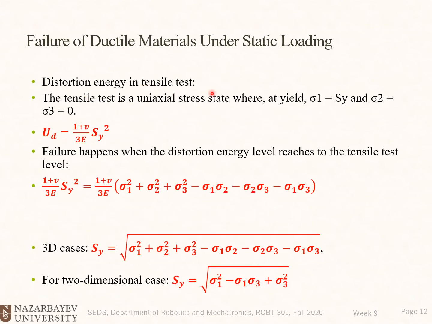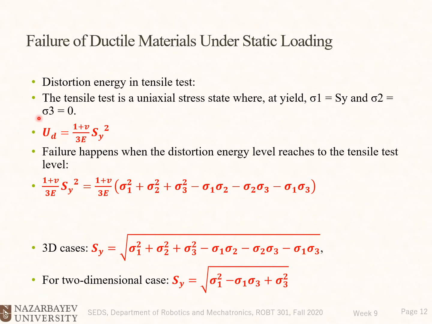Distortion energy in tensile test. The tensile test is a uniaxial stress state where at yield, sigma 1 is equal to Sy. What was Sy? Yield strength. And sigma 2 is equal to sigma 3 and is equal to 0. So based on the previous formula we developed, which was the general distortion energy, if we use that, then we could find the distortion energy at the failure or at the yield point for the tensile test.